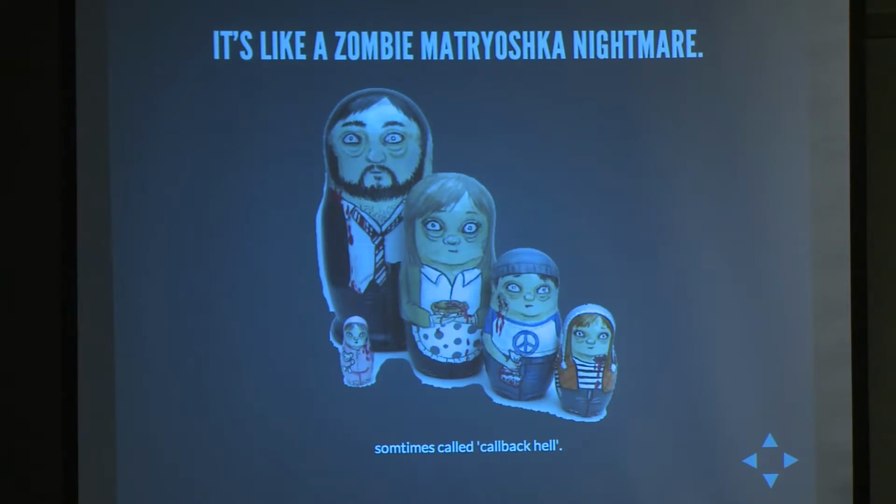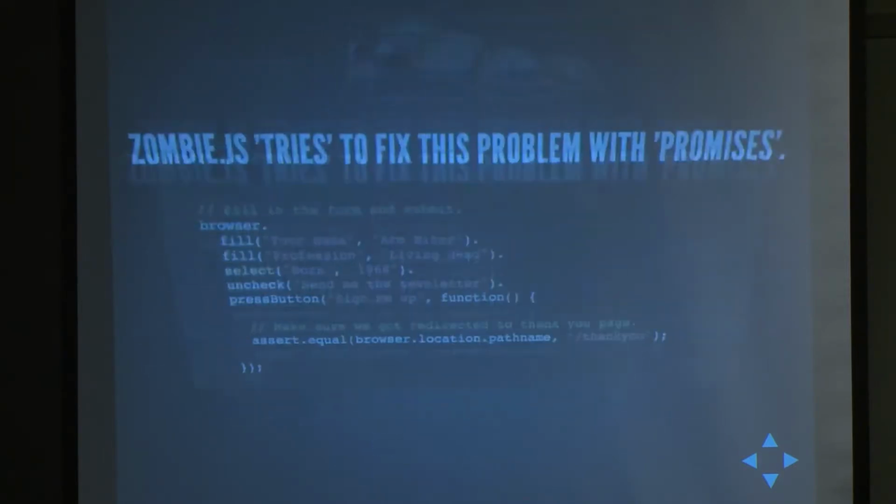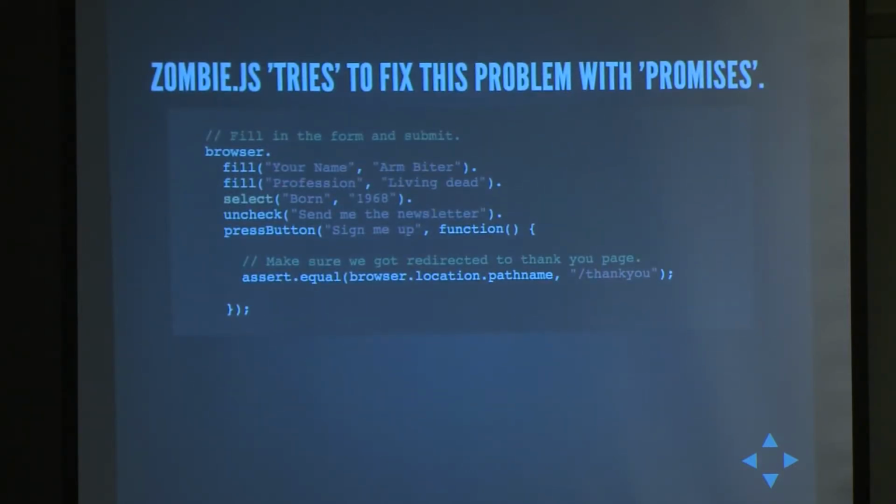So how do we solve this problem, callback hell? Well, to solve this, Zombie tries to solve this with something they call promises. Basically what a promise does is it takes a very asynchronous thing and makes it look synchronous, but it's really still doing it asynchronously. It just looks synchronous. And the way it actually works, it's really a queue.